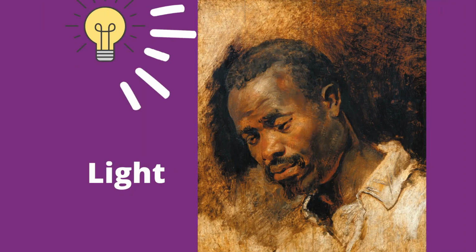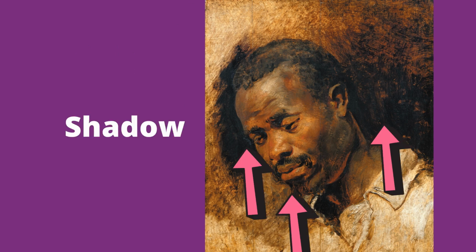The light is shining from above. You can see the lighter areas on the face. Look at the forehead where there is a highlight. The shadows are cast by forms of the face and can be seen under many of the facial features.